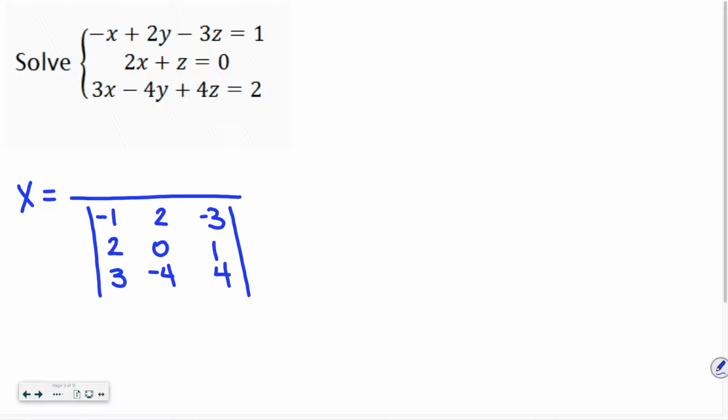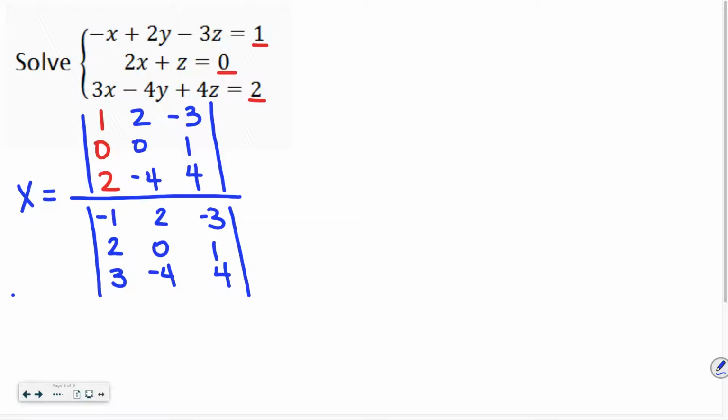Okay? Now, since we're solving for x, we are going to put a determinant in the numerator where the x's get replaced by these numbers right here. And then every other column gets to stay the same. Process that for a moment.